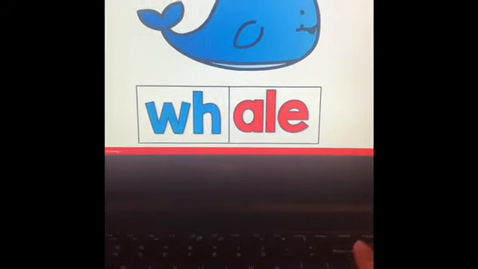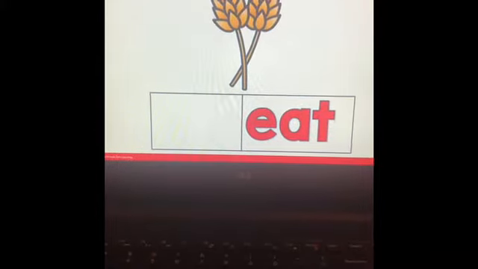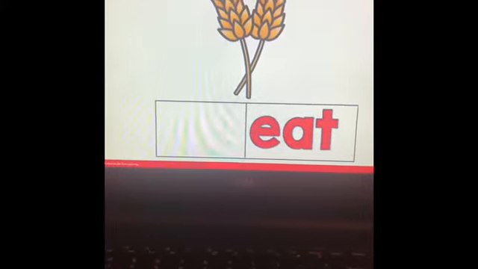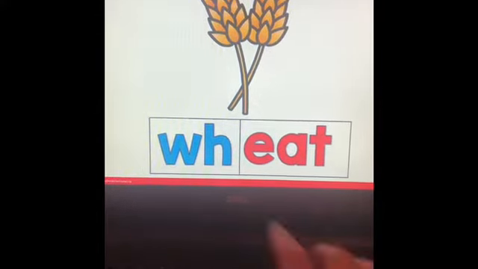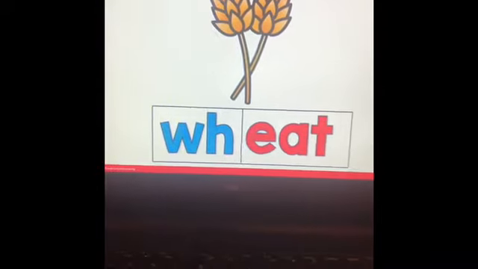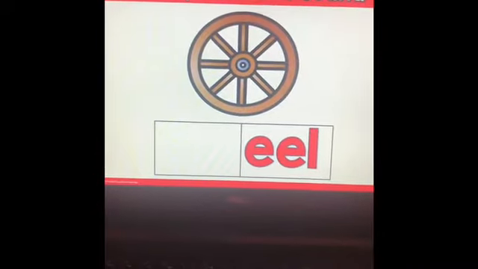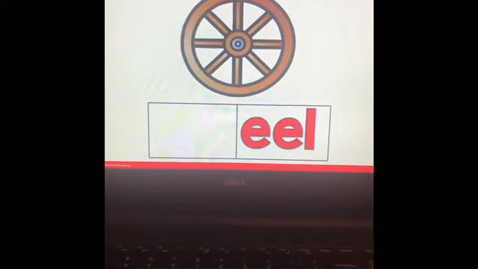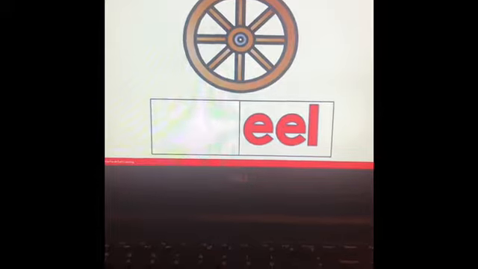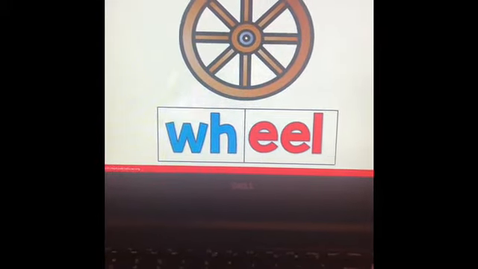Let's try another one. Identify the first sound. If you said W, you are correct. This is a picture of wheat. Once again, notice the WH digraph in the beginning of the word wheat. Let's try another one. Identify the first sound. If you said W, you are correct. This is a wheel. Wheel.